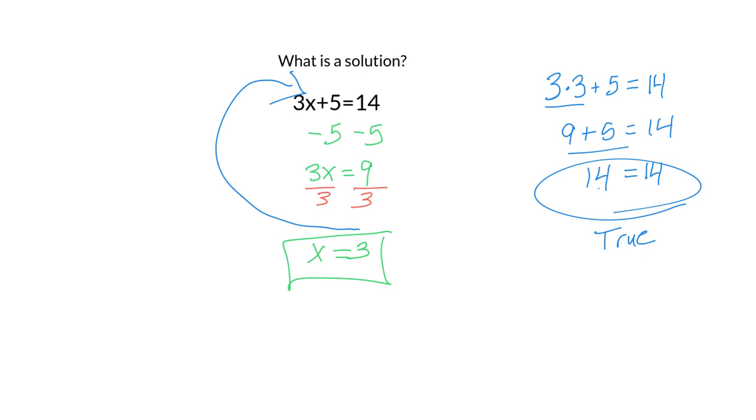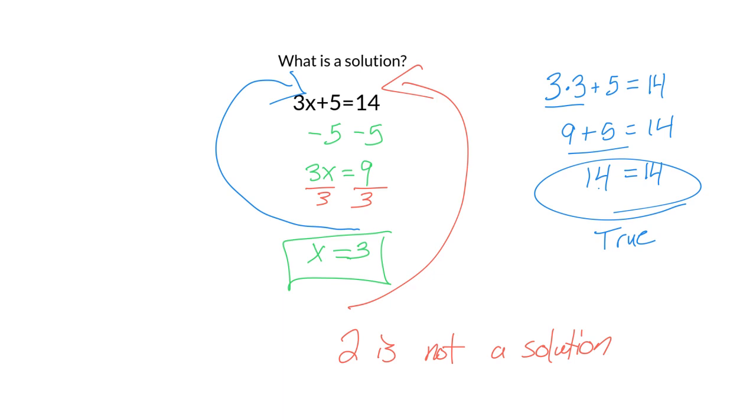So we know that something like 2 is not a solution because when I plug 2 in, it doesn't work. 3 times 2 plus 5. 3 times 2 is 6, plus 5. I get 11 equals 14. That doesn't work. That's why 2 isn't a solution. 3 is. This problem had a single solution. Out of every number in the world, 3 is the only one that will work.